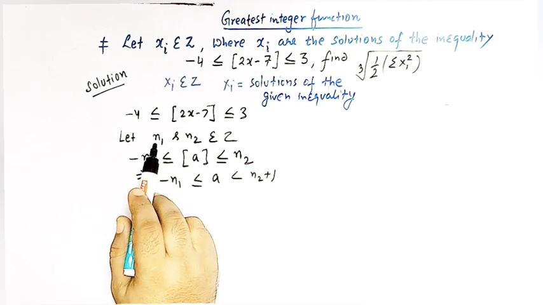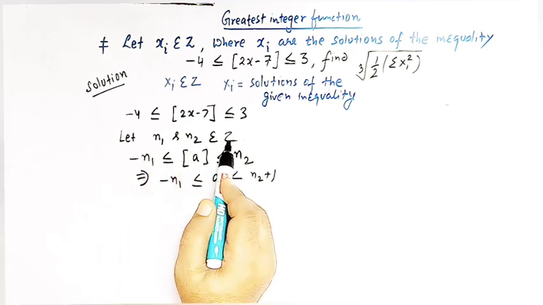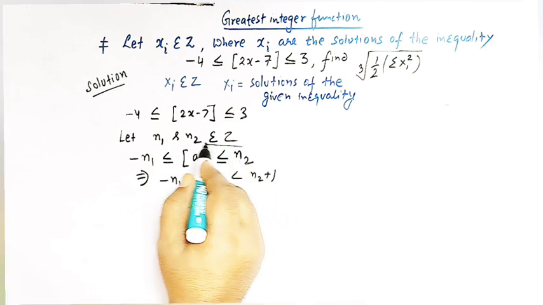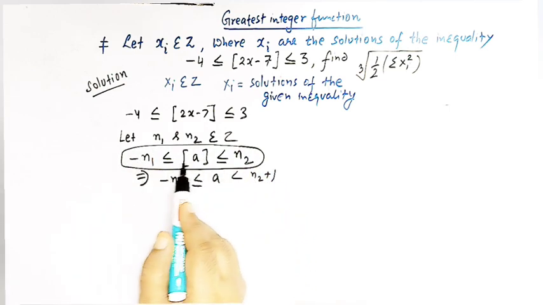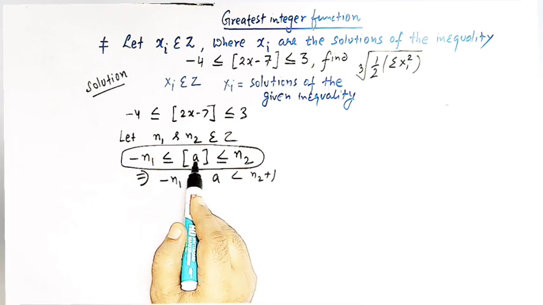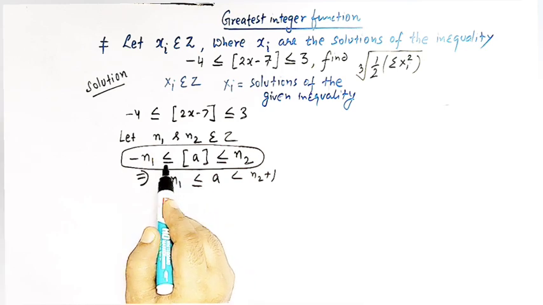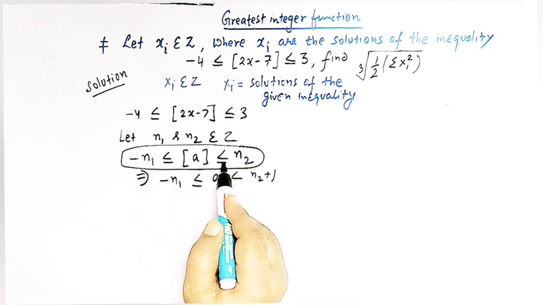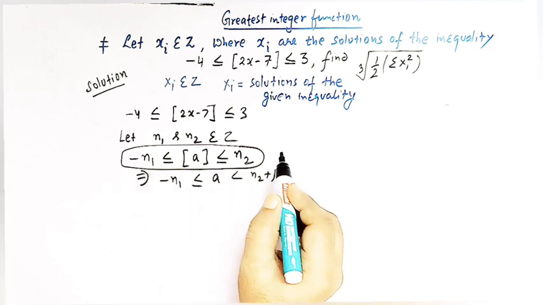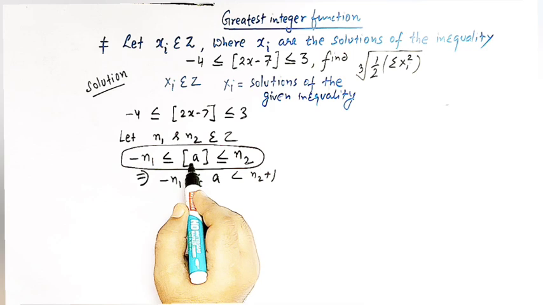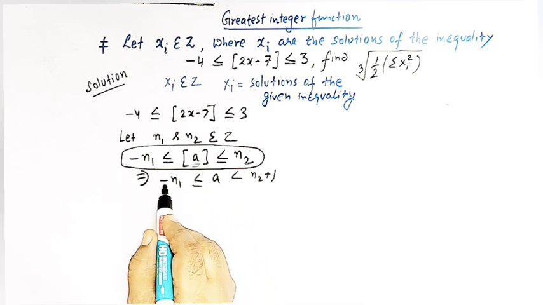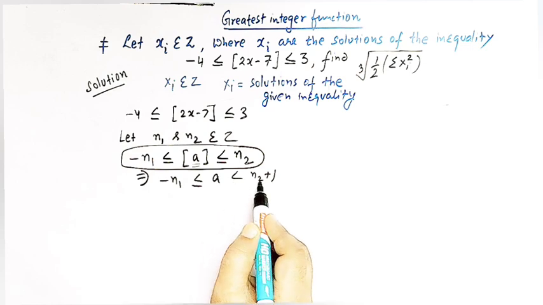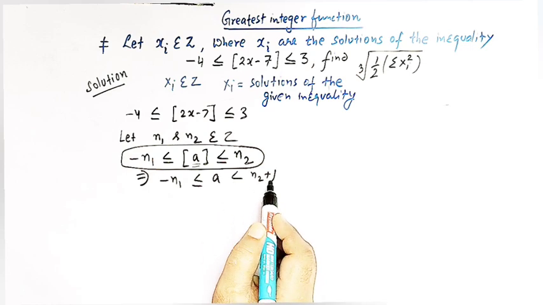So when we have n1 and n2 belonging to the set of integers, and we have an inequality of this type, that is, greatest integer of a is greater than or equal to minus n1 but less than or equal to n2, then we have this number, that is, a is greater than or equal to minus n1 but it is less than n2 plus 1, right?